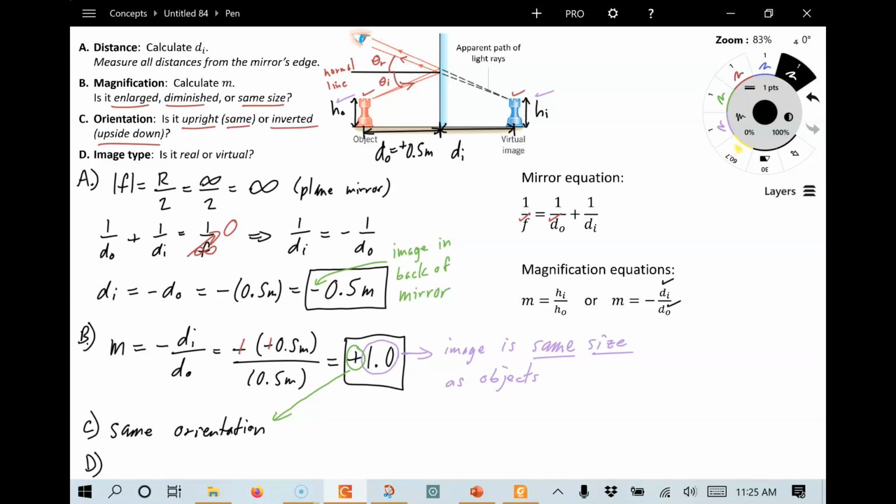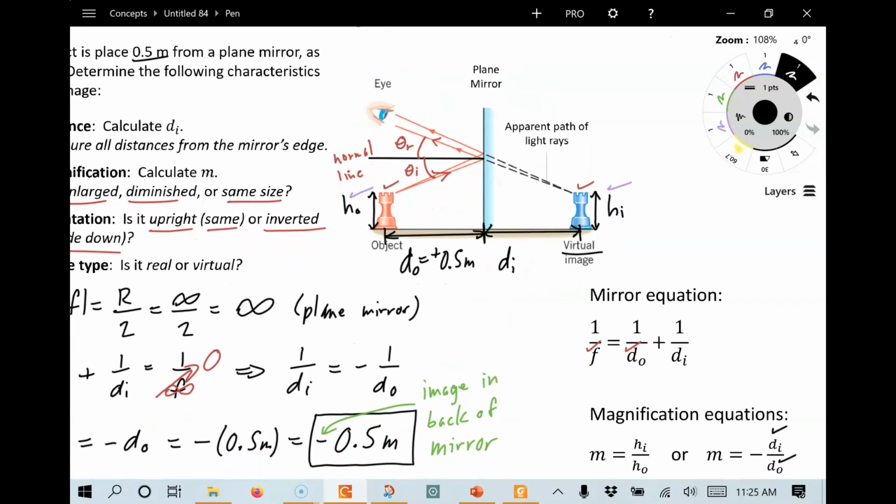Okay, finally we've got one more question here, which is part D. What is the image type? Is it real or is it virtual? Well, they've told us already this is a virtual image, right? How do we know that? Well, let's look at this picture a little bit more closely. Check out the eye over here. The eyeball is basically seeing some rays come. They approach the eye and they kind of spread out, right? So what does the eyeball think?